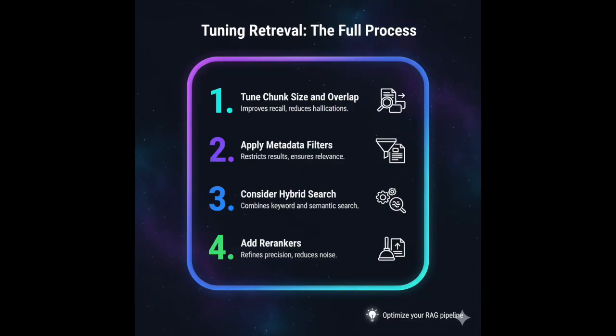Now here's the exam gold tuning order. AWS expects you to think like this. First, tune chunk size and overlap. Then apply metadata filters. Then consider hybrid search. Then add re-rankers. Only after all of that do you even think about changing the model. If you jump straight to use a bigger model, you fail the reasoning test.